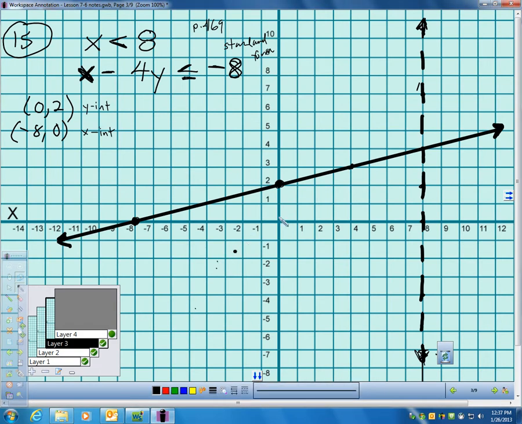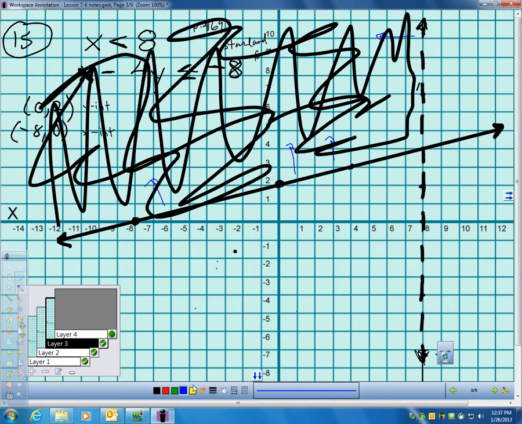If I plug in 0, 0 and I try it here, 0 minus 0 is nothing, less than or equal to negative 8. And I'm thinking, no, 0 is bigger than negative 8, so I should be shading up here. So think about this for a minute. The first inequality told me to shade left of the dotted line. The second inequality told me to shade above the bold line. And these two are in common up here, so that's what I'm actually going to shade. Only where the two overlap. So left of the dotted line and above the bold line are in common up here, so that's what I'm going to shade.